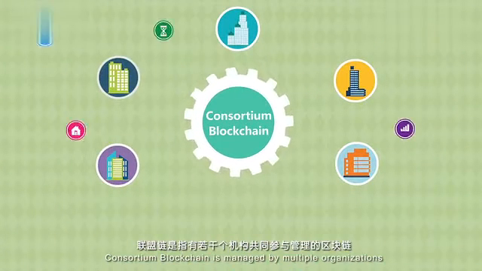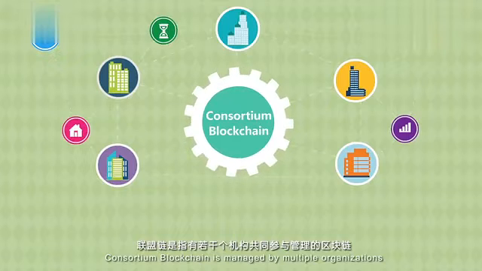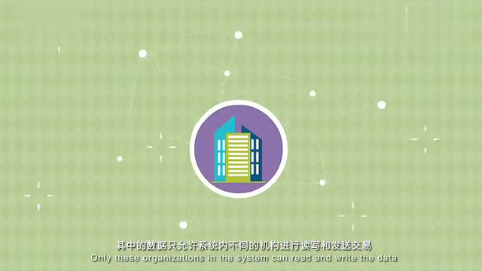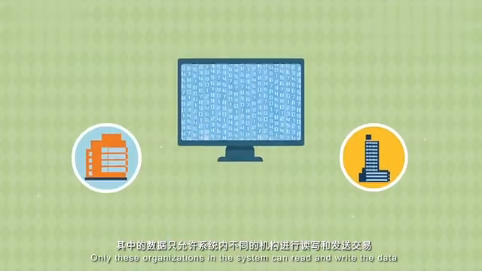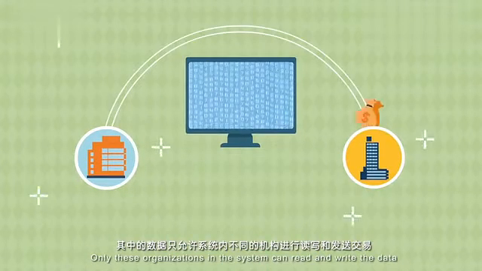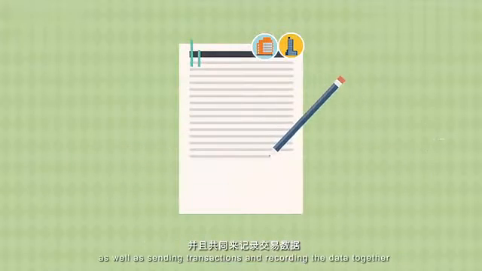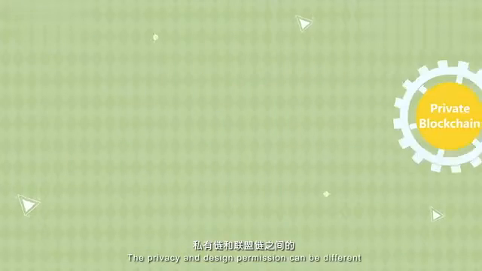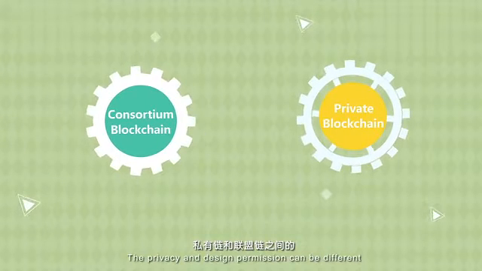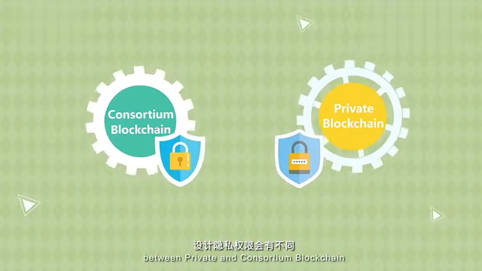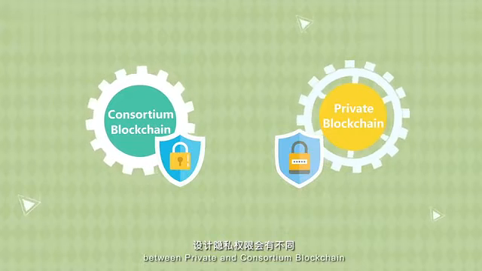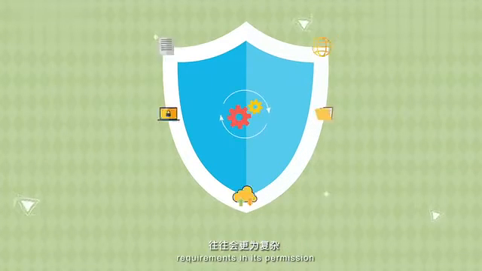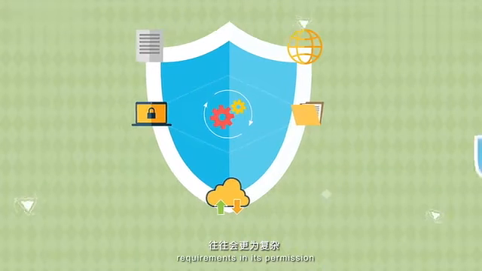Consortium blockchain is managed by multiple organizations, each of which runs one or more nodes. Only these organizations in the system can read and write the data, as well as send transactions and record the data together. The privacy and design permission can be different between private and consortium blockchain, with consortium blockchain having more complex requirements in its permission.